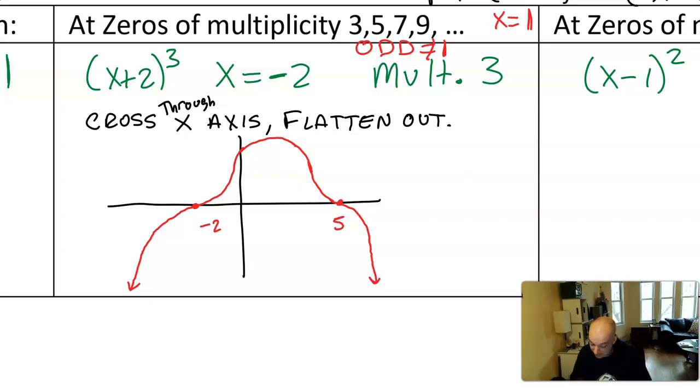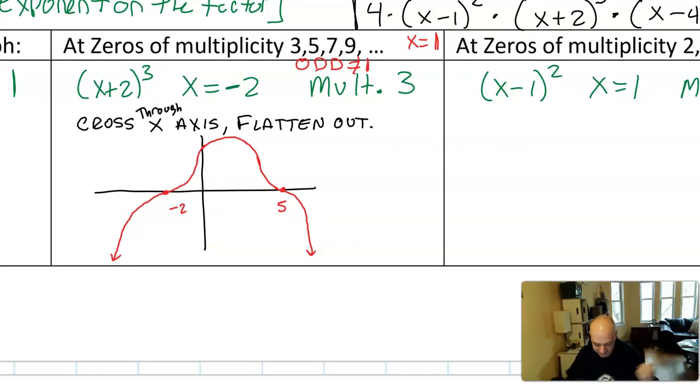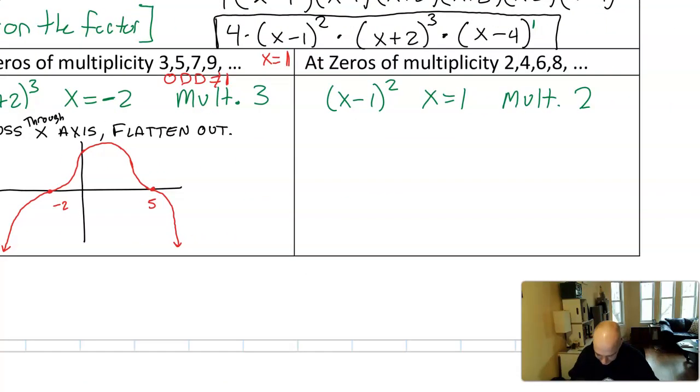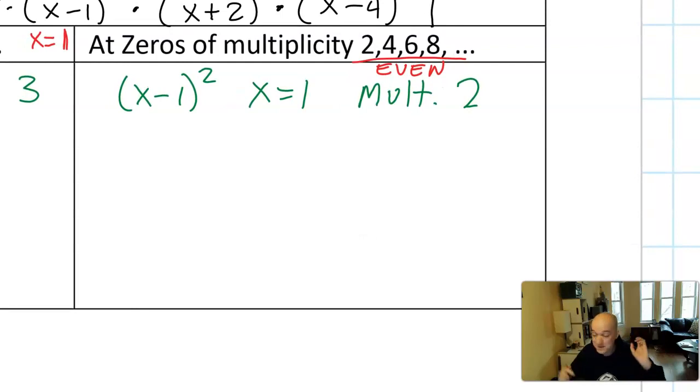Technically, the higher the multiplicity, like a 5 will be slightly flatter than a 3. A 9 will be really, really flat. That is, in a graph sketch, probably not worth trying to show. But showing the little bit of flattening, a little bit of wiggle, I think that's pretty cool to show in a graph. All right. What about a 0 of multiplicity 2, 4, 6, or 8? So those are zeros of multiplicity that are even. Well, a 0 of an even multiplicity is not going to cross the x-axis at all.